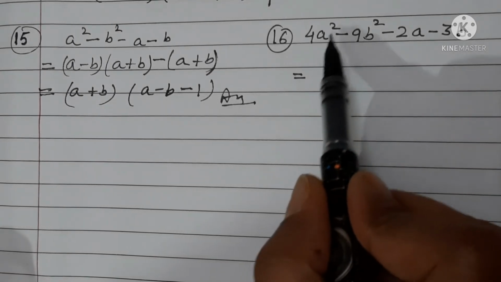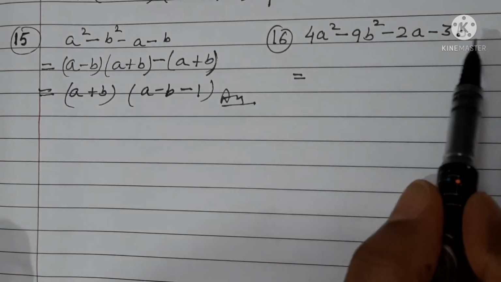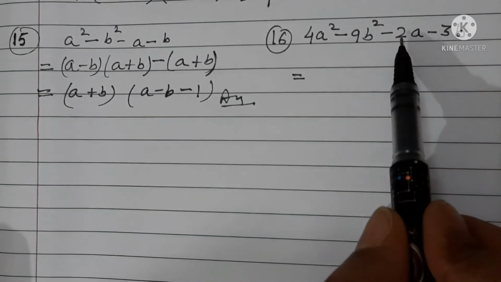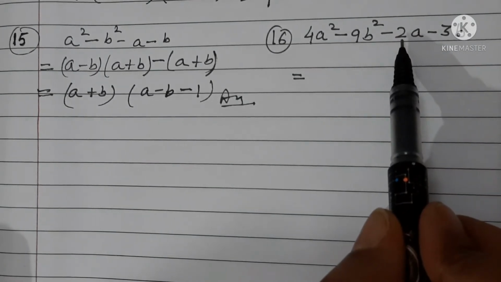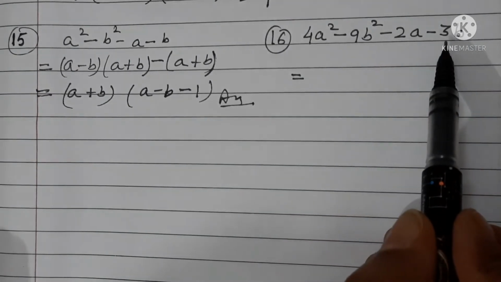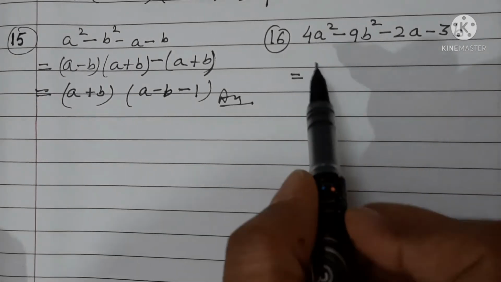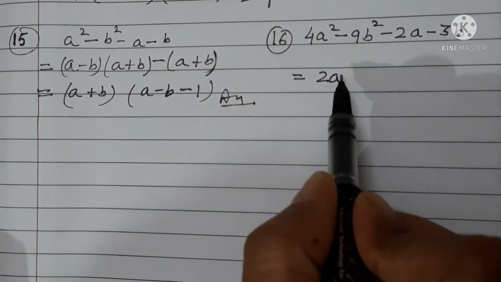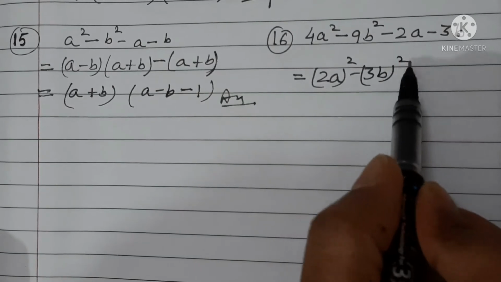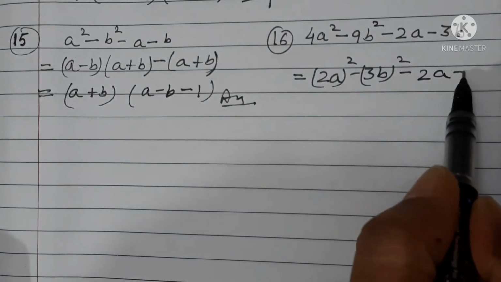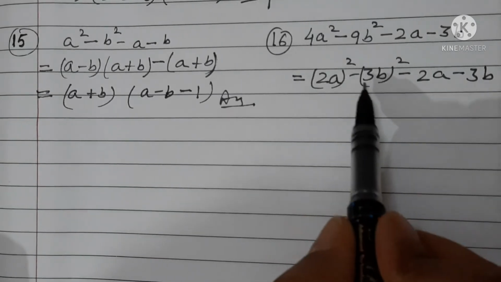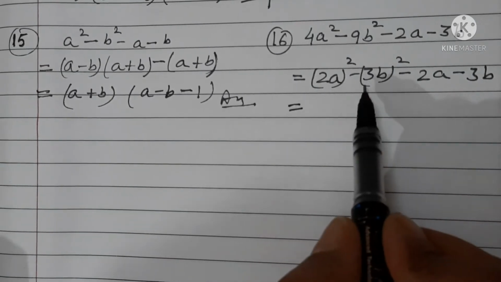Question number 16: 4a² − 9b² − 2a − 3b. See all the terms here: 2a and 3b. 4 is the square of 2 and 9 is the square of 3. So you can write it as (2a)² − (3b)² − 2a − 3b. Now a² − b² using the identity.